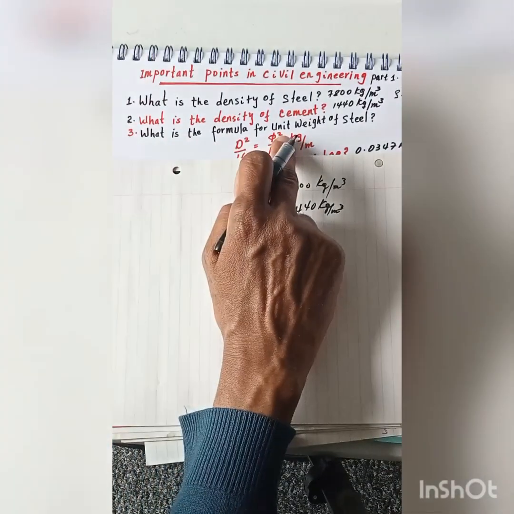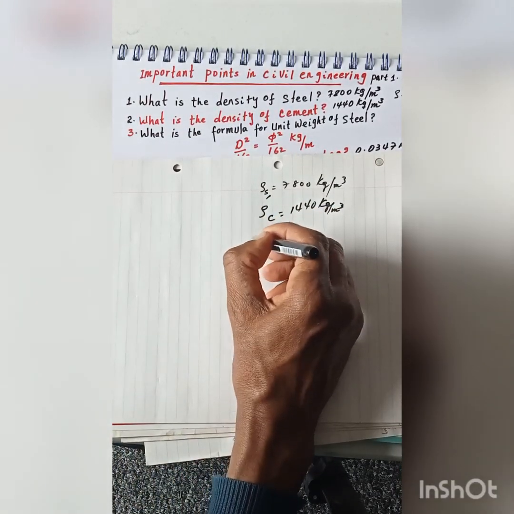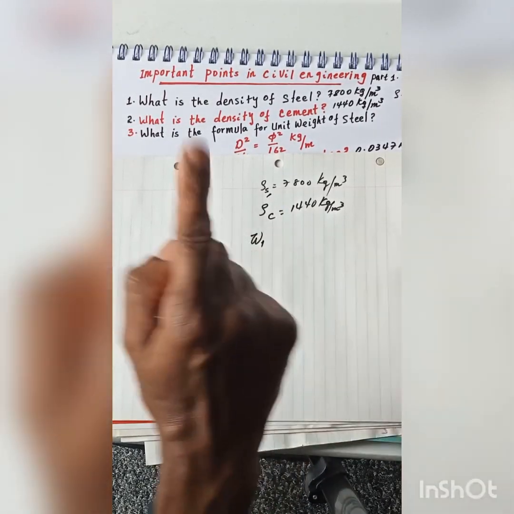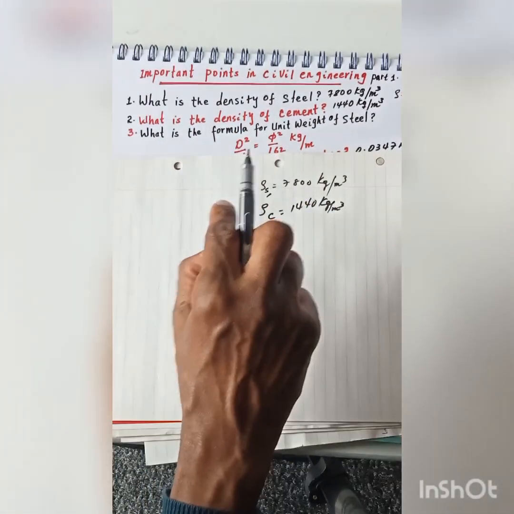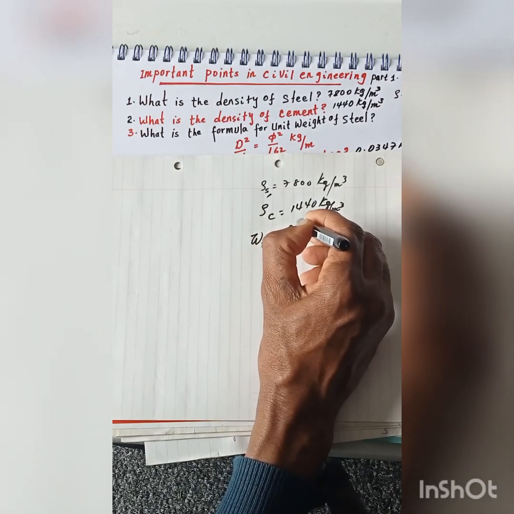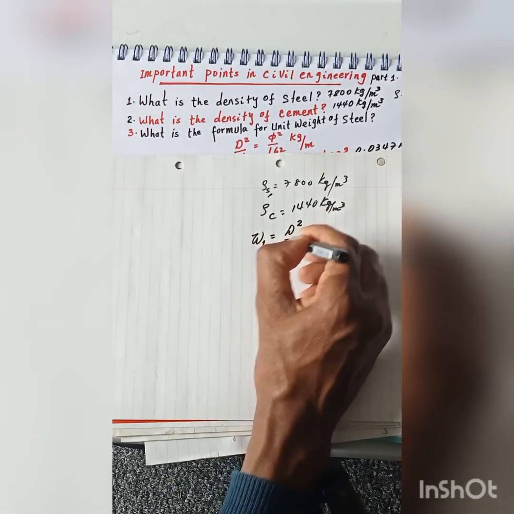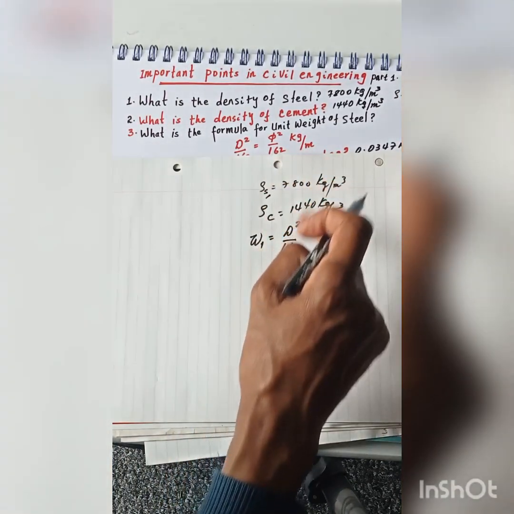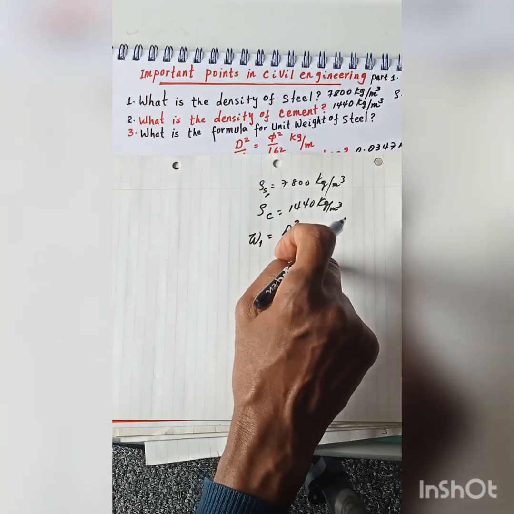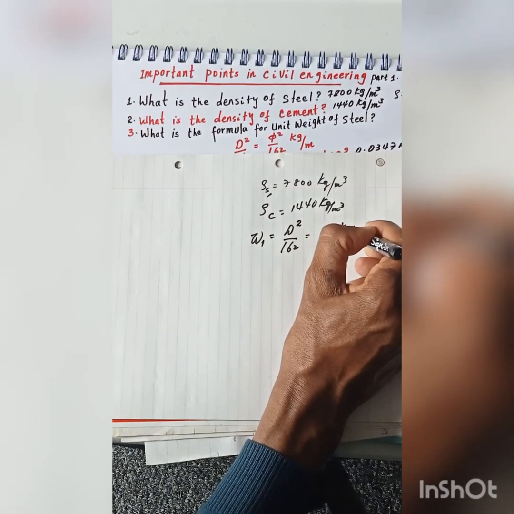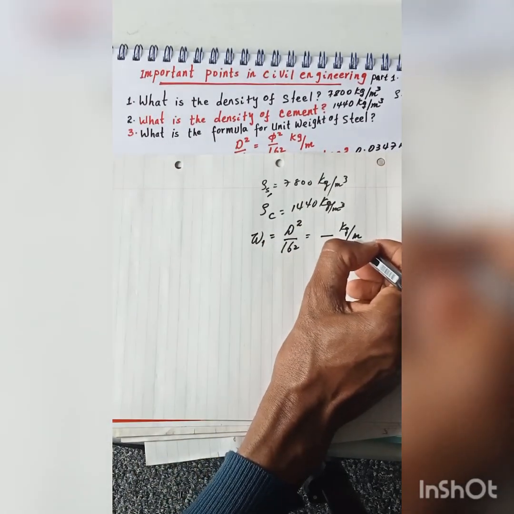What is the formula for unit weight of steel? Unit weight of steel means the weight per 1 meter of length. How can we calculate it? We calculate it by diameter squared divided by 162. If you divide the diameter squared by 162, then you will get the weight of the steel per meter. Be careful, it's per 1 meter.